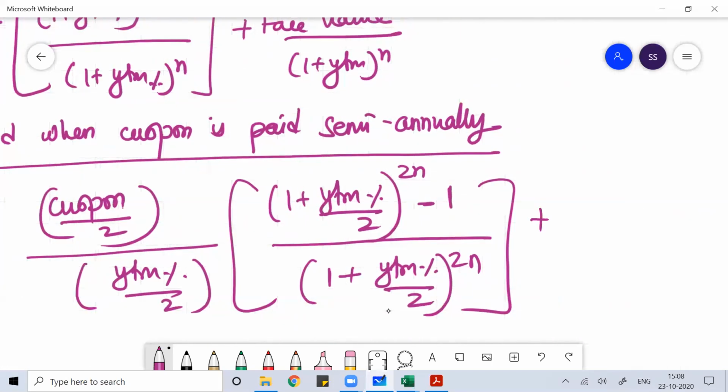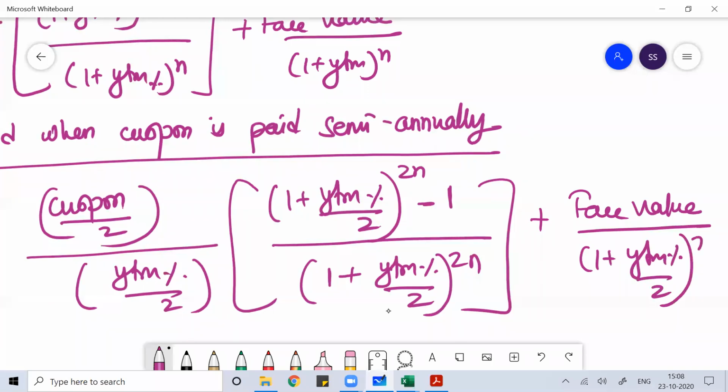plus face value divided by (1 plus YTM divided by 2) to the power 2n. N means time period.